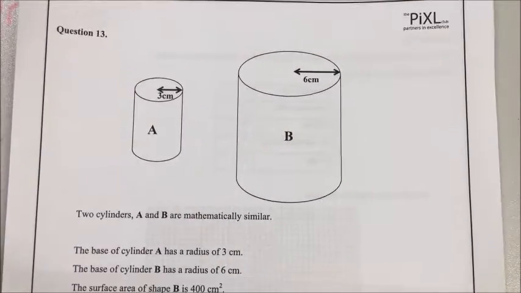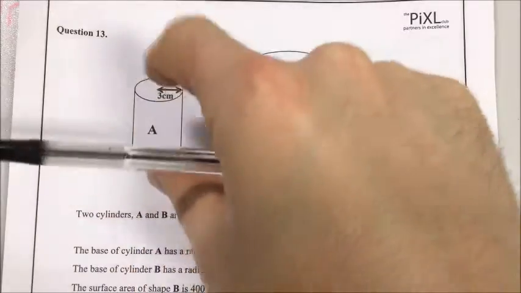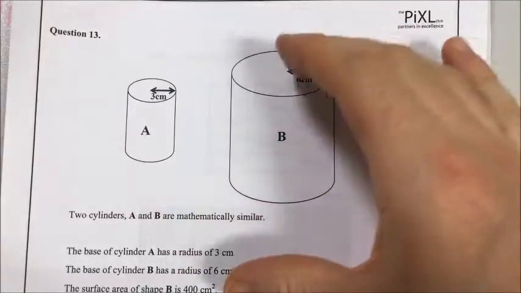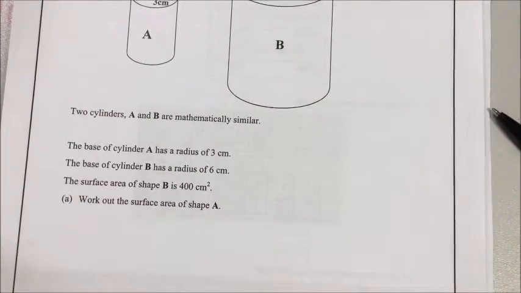Okay, right, question 13. Two cylinders A and B are mathematically similar. That means as this gets bigger, it's in the same proportion basically. That is a model version of that. The base of the cylinder has a radius of 3. The base of the cylinder has a radius of 6. The surface area of B is 400 centimeters squared. Work out the surface area of A.